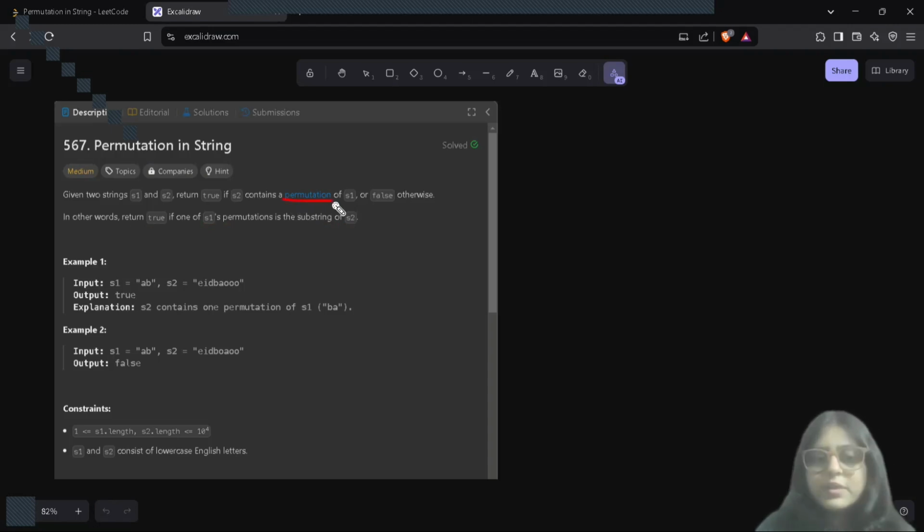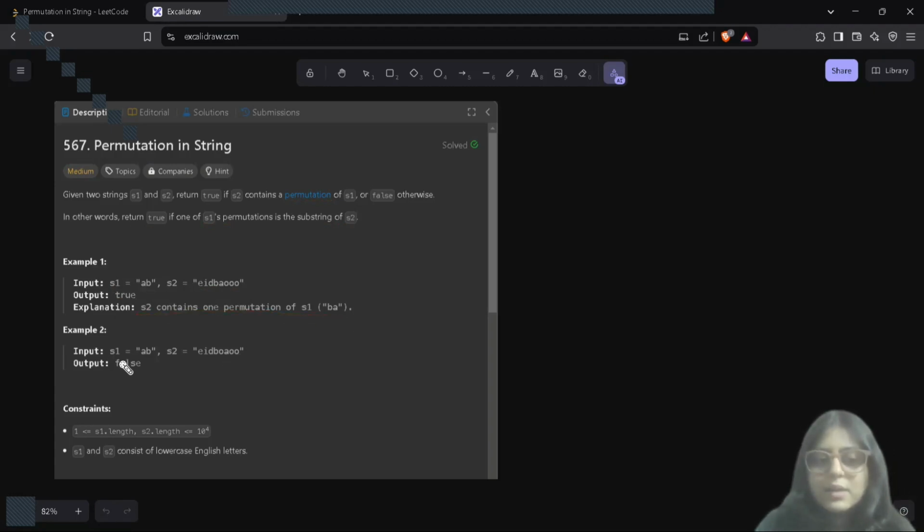So permutation basically means the rearrangement of the string. So here we have S1, so the permutation of S1 can be either AB or BA. So we have to spot either AB or BA in S2. So we can clearly see that we have BA here. So the output here is true because we were able to find the permutation of S1 in S2. S2 contains one permutation of S1, which is BA.